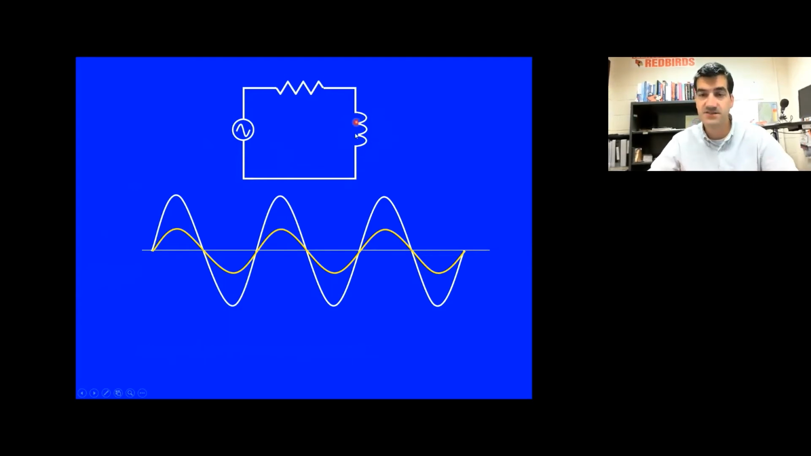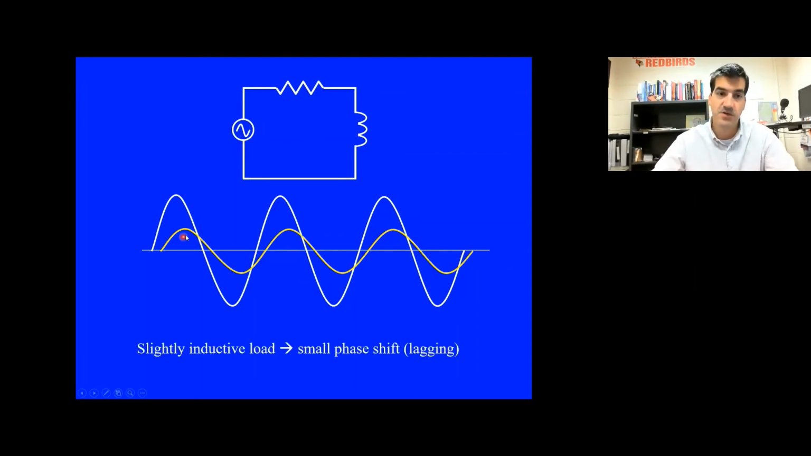If I have an inductor, now I have a phase shift, because what we're going to say next time is that in an inductor, the current lags the voltage. The current comes after the voltage. So this is what the waveform looks like when I have an inductor in the circuit. Here's the voltage, but the current, you can see, is lagging. The current comes behind the voltage. Voltage goes up here, current goes up here. Voltage goes down here, current goes down there. Whatever voltage does, current does it a little bit later.